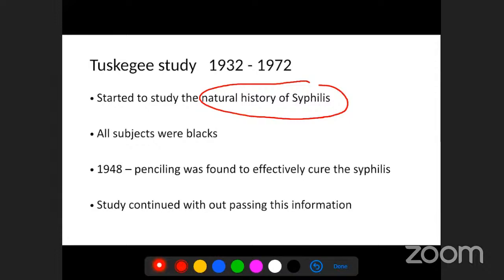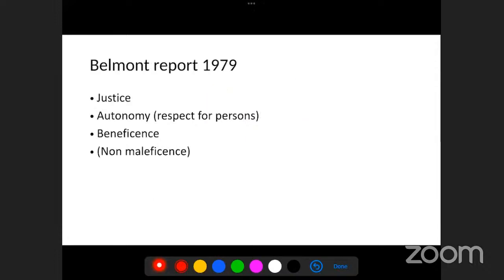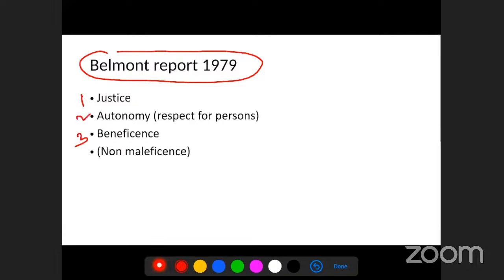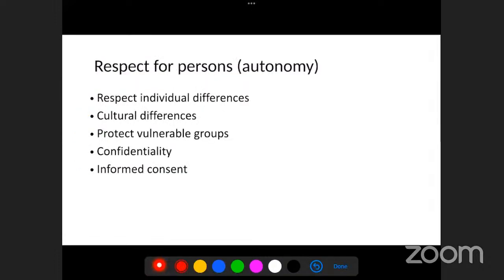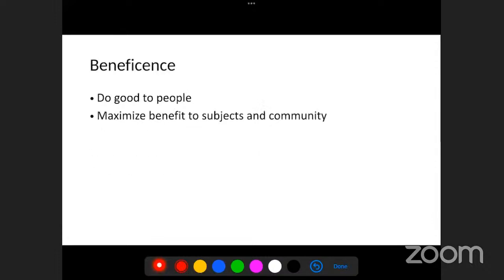Somewhere in 1972, a newspaper reporter came to know about this. She put a report in the New York Times, and that produced a huge uproar in the US Senate. The Senate appointed a committee, and that committee report was later known as the Belmont Report. That committee report came in 1979, which prescribed 3 basic or 4 pillars in ethics: justice, autonomy, beneficence, and the 4th pillar may be called non-maleficence. Now, autonomy is basically respect for the person, respect for individual differences, cultural differences, protection of vulnerable groups, confidentiality, informed consent, etc. All come as a part of respect.